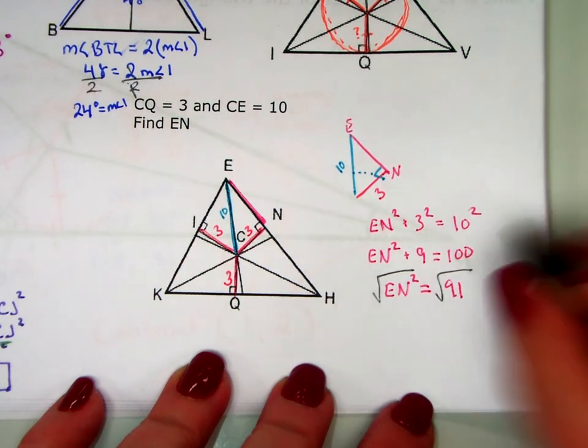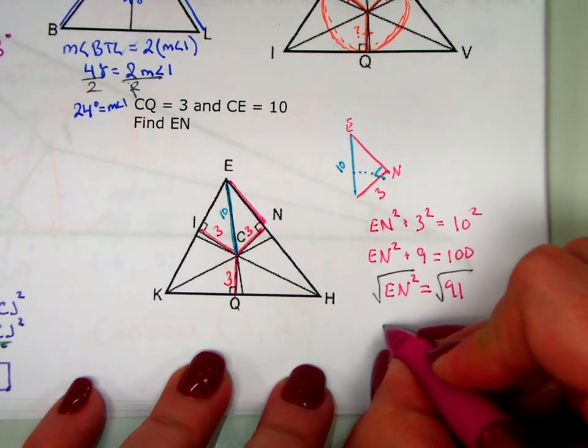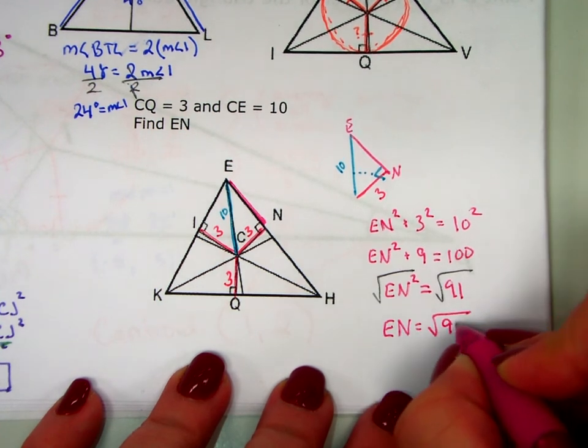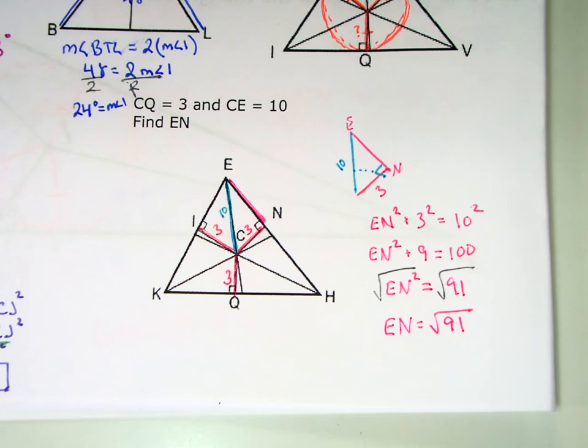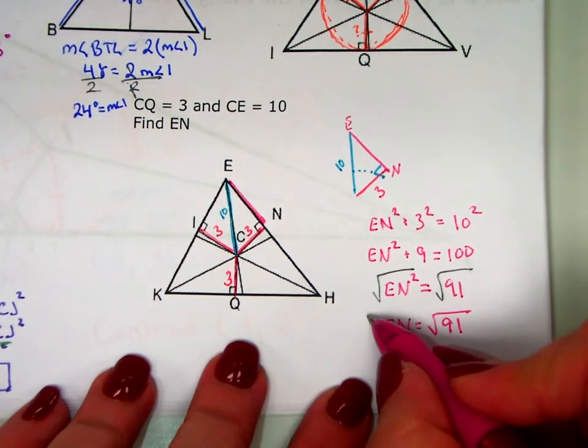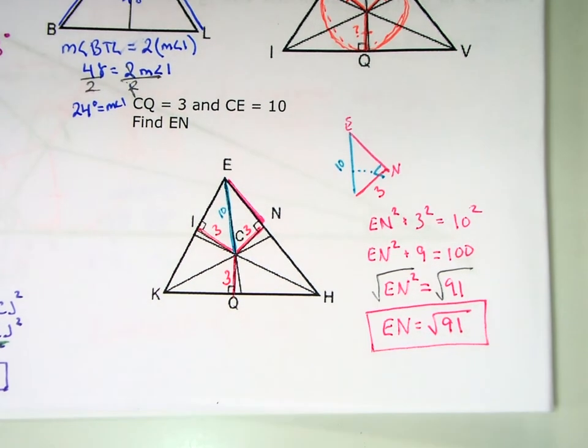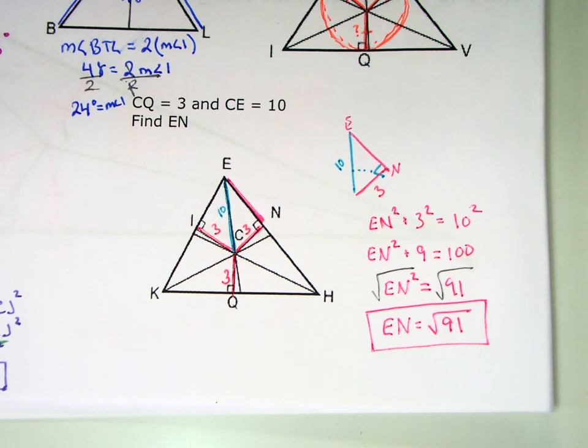Square root. 91 doesn't square, so that's okay. That just means that my answer is EN is the square root of 91, which is not simplifiable. You could make it into a decimal if you really wanted to know how long it was. Approximately, right? But this is an exact answer, so it's nice to leave it as exact as you can. EN is the square root of 91, which is going to be somewhere between 9 and 10. Somewhere in there. Okay? Questions? All right. If there are no questions, then your assignment is in Schoology.